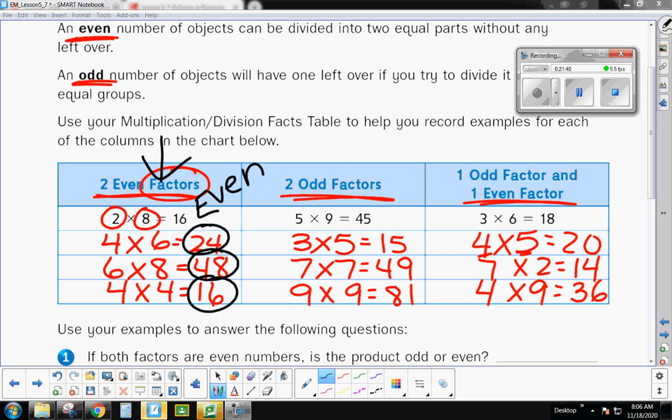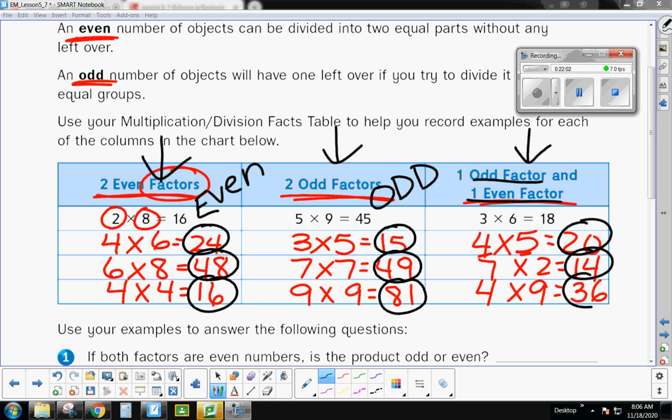Okay, now look at the column with 2 odd factors. So if both of your factors were odd, what do you notice about the product? Well, the products are going to be odd. And then what about the column where you had 1 odd factor and 1 even factor? What do you notice about all of your products? And even if you chose different answers, I'll bet you noticed the same thing. All of your products are even.